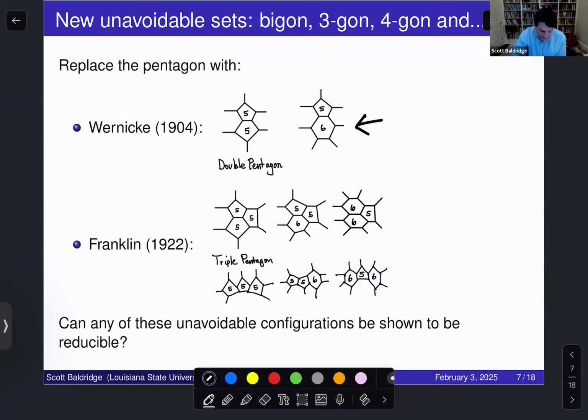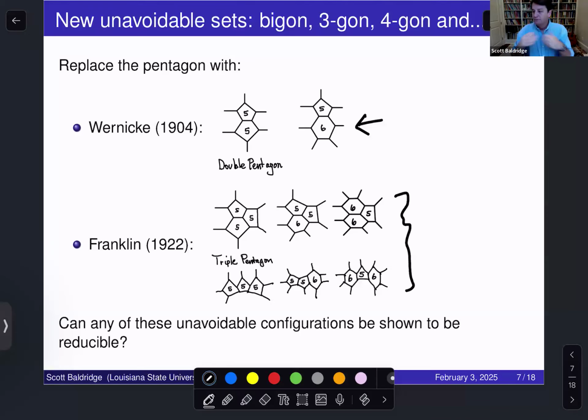Another one that's famous is Franklin's unavoidable set, which puts those pictures in. And the question is, can any of these unavoidable configurations be shown to be reducible? In other words, if you reduce them, could you color them and then recolor the original? And by reduce, of course, we're taking a smaller picture, a smaller configuration. Therefore, it would have to be smaller than the smallest in the minimal counterexample.